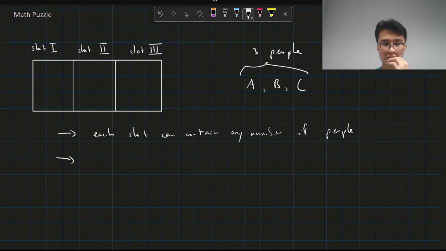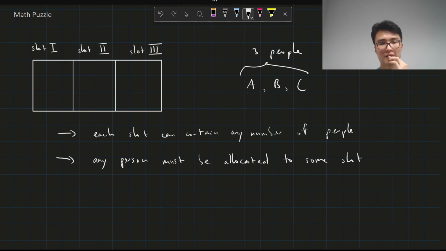The next rule is that any person must be allocated to some slot. So you cannot leave them out. A or B or C has to be in some slot. They have to be included. All right, so those are the only two rules.